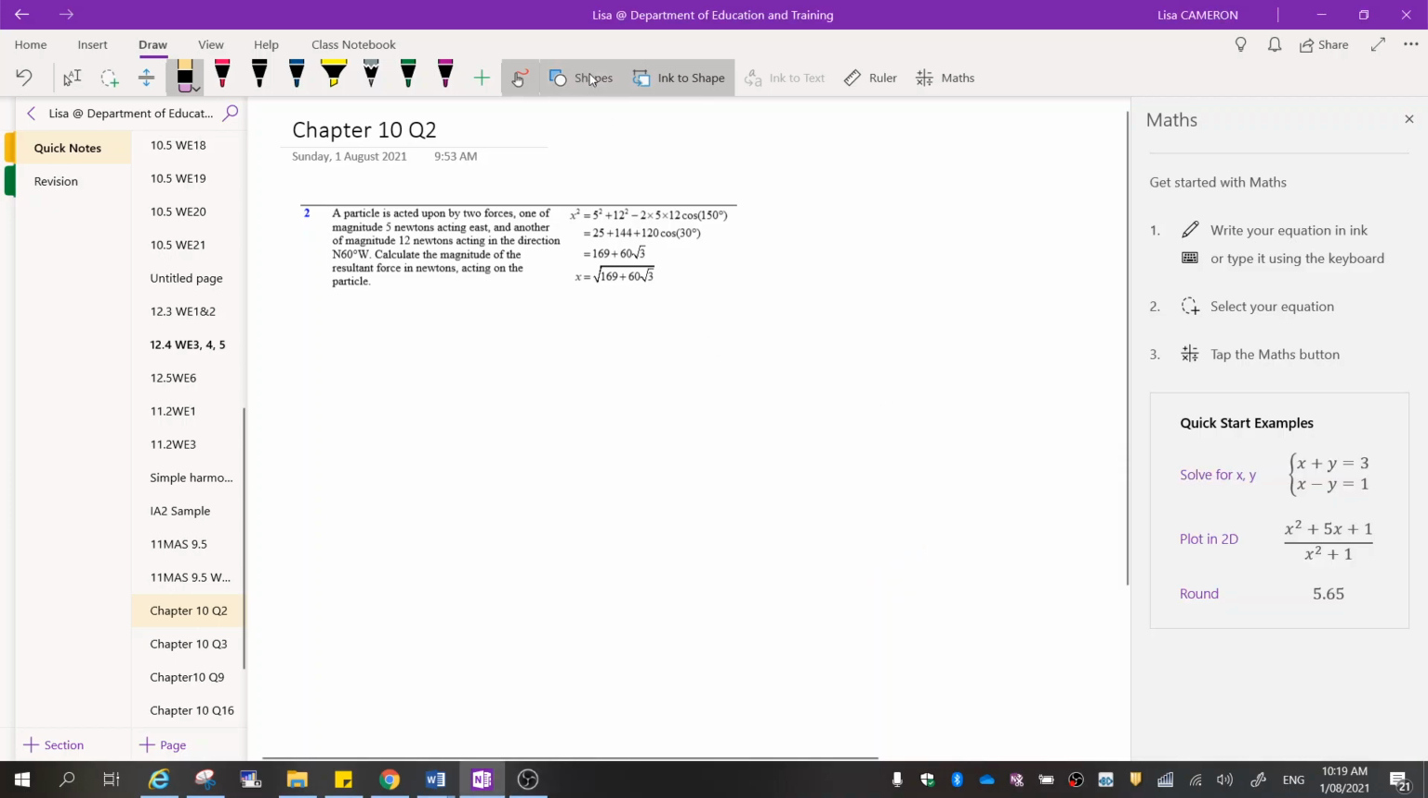Okay, first thing we're going to do is start drawing our shape in. A particle is acted upon by two forces, one of magnitude 5 newtons acting east. So there we go, there it is going east. The other, with a magnitude of 12 newtons, is acting in the direction of north 60 degrees west. So let's add in another shape.